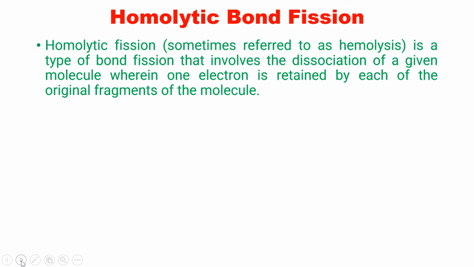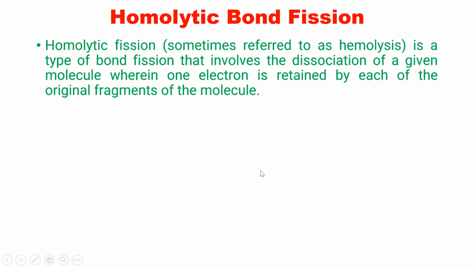Concept: homolytic bond fission. Homo means same and lytic means breaking. So the bond will break in the same manner on both sides. Homolytic fission is also called homolysis, and it is a type of bond fission that involves dissociation of a molecule wherein one electron is retained by each of the original fragments of the molecule.